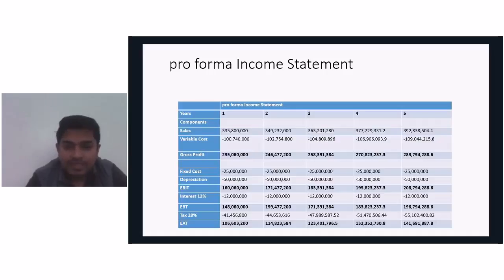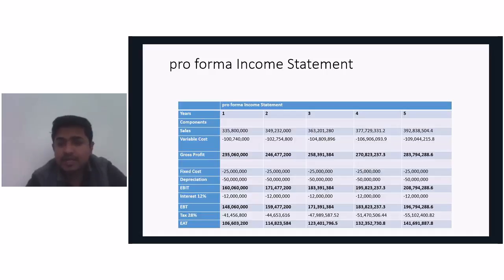In each year it's assumed the sales will increase by 4%. As a variable cost, I have considered 100,740 per annum. I have considered 30% of the income as a variable cost, and I remained 70% as gross profit. Here I have considered fixed cost as 25 million. By the straight line method, the depreciation is considered as 50 million because the property, plant and equipment is considered 250 million.